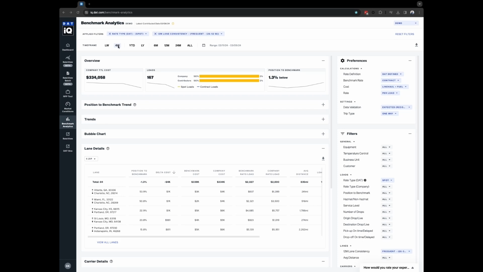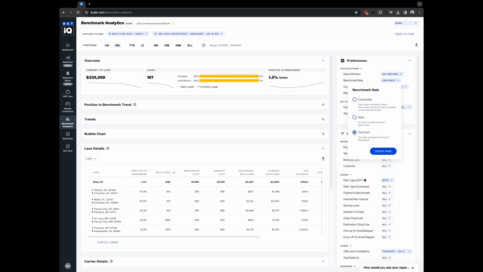So the settings that I have set up here, you can see at the top in the applied filters, the most recent data is what I want to analyze, the last 4 weeks. You could even look at last week if this is a weekly process. I've got rate type set to spot. That's a filter over here under the load section. So I'm looking at just spot loads that have been identified as spot using the DAT defined algorithm. You can change that up if you prefer your definition. And I'm comparing all rates to a contract benchmark.